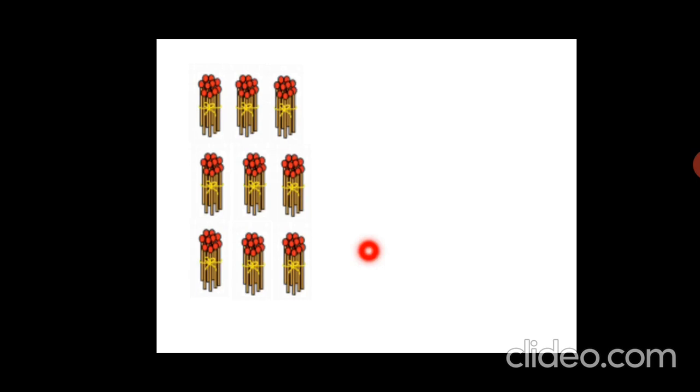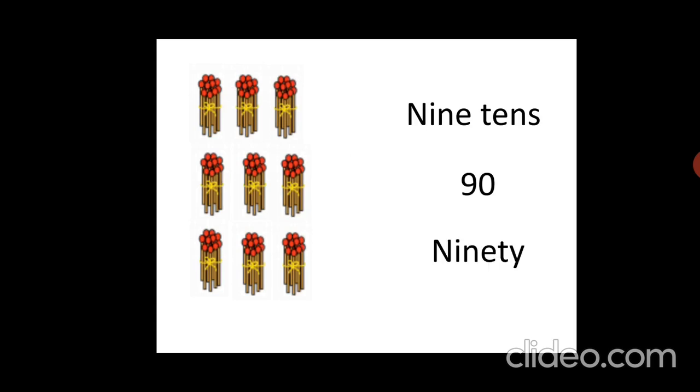Now, here we could see 9 bunches of matchsticks. In one bunch, we have 10. Like that, in 9 bunches, we have 90 matchsticks. 9 bunches means it is 9 tens. 9 tens means 90. What's the spelling of 90? N-I-N-E-T-Y, 90.